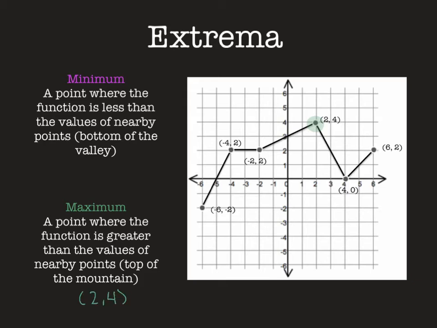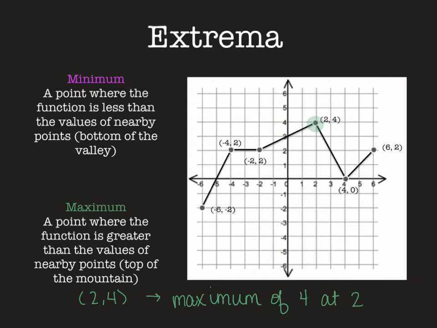Now another way you could write this, you could also say you have a maximum of, and now this is where it does get tricky, it's going to be your y value. So maximum of 4 at your x value, which is 2.